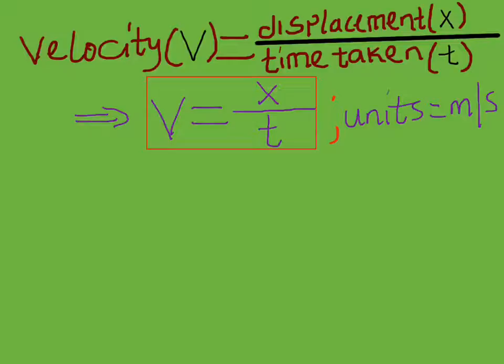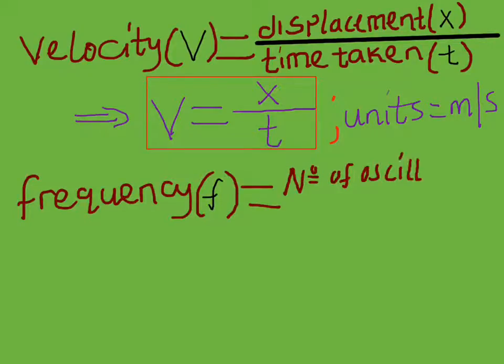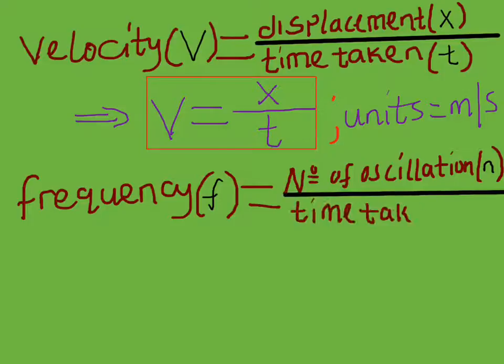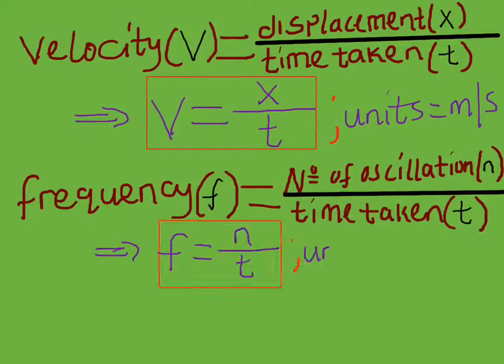Now, for the frequency of a wave, remember that the frequency was defined as the number of oscillations made per second, from which the formula can be derived as the number of oscillations, denoted as n, over the time taken, denoted as t. So the frequency can be gotten from the formula n over t, with units being hertz.